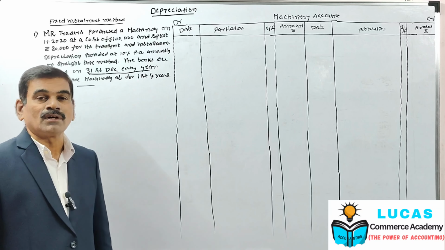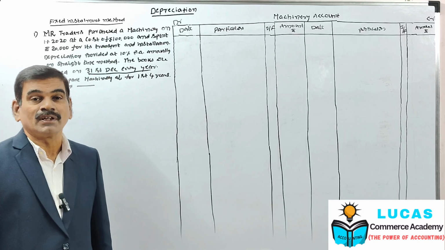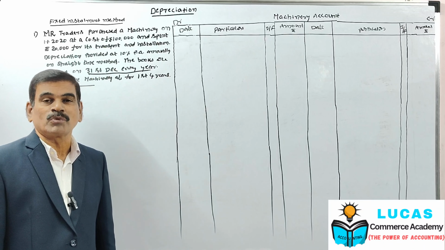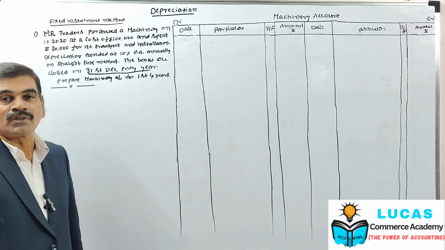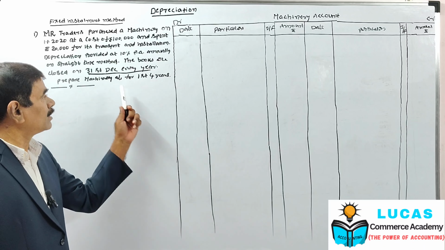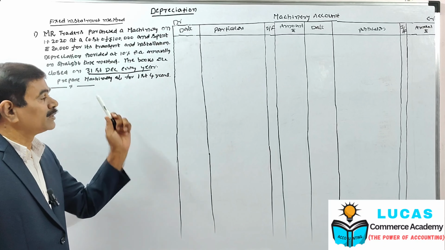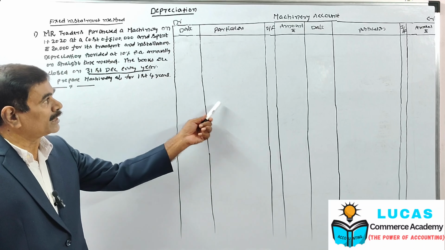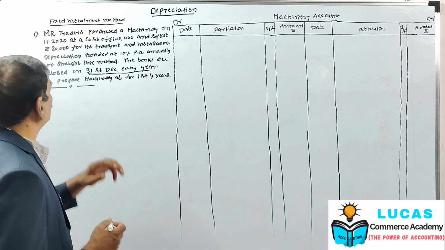Then depreciation is always provided on the last day of the accounting year. So that means on 31st December 2020, we are going to provide depreciation. The journal entry for this is depreciation account debit to machinery account. These are the journal entries we are going to pass, and the same journal entries are posted in the machinery account.